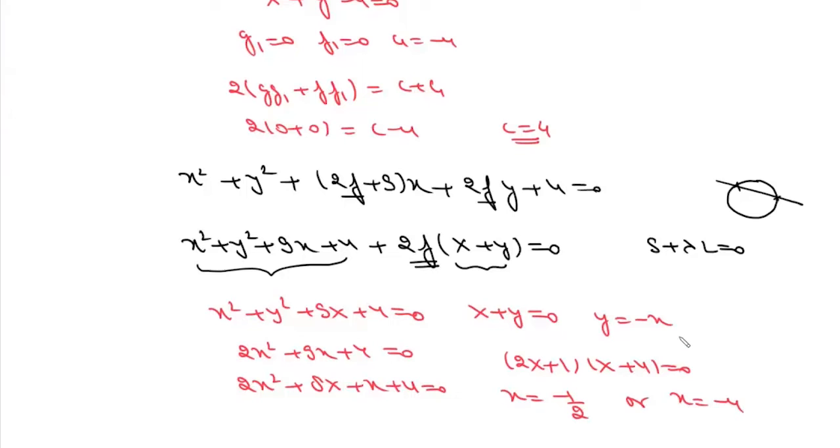Now y is simply minus x. So if x is minus 1 by 2, then y is simply plus 1 by 2. And if x is minus 4, the value of y is plus 4. So the 2 points of intersection are (minus 1 by 2, 1 by 2) and (minus 4, plus 4). And that is the answer to this question.